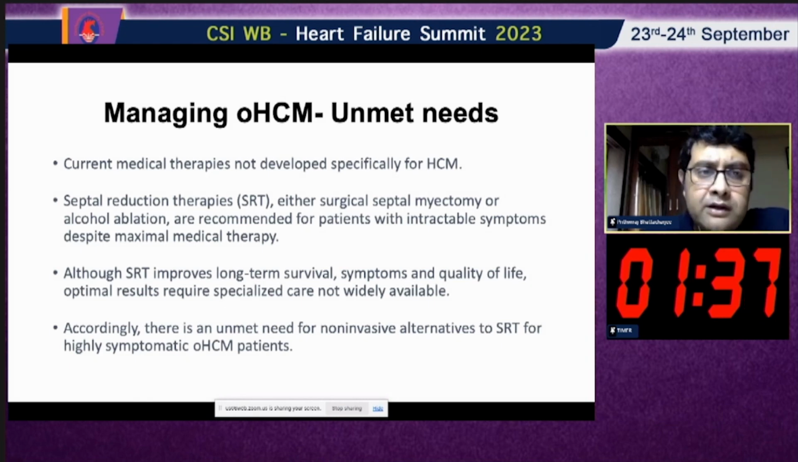The unmet needs include the current medical therapy that is not specifically targeted for HCM, and septal reduction therapy is for intractable symptoms, and it is also not widely available. Experienced centers are needed. And additionally, there is an unmet need for non-invasive therapies as an alternative to SRT for highly symptomatic patients with obstructive HCM.